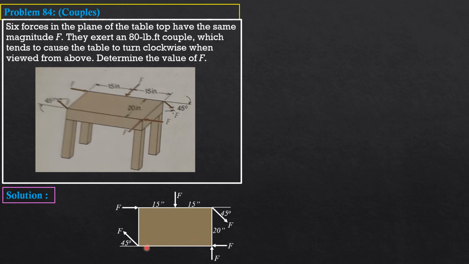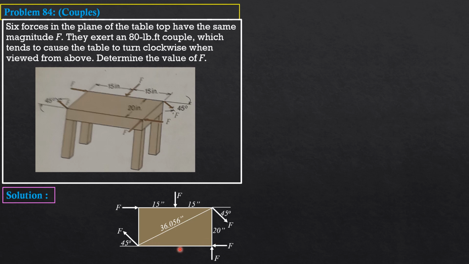So this is the figure. We have six forces of magnitude F, and there are three couples. This is the first, second, and this is the third. So the length of this diagonal is square root of 30 square plus 20 square. I will not show it anymore. Use your calculator: square root of 30 square plus 20 square is 36.056 inches. This angle is arctan of 20 over 30.